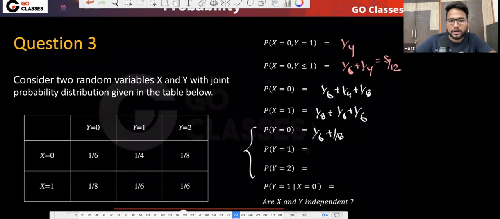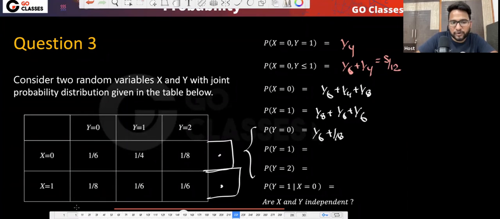So basically, what you did, you can find out this particular summation, and there will be some value here. You can find out this particular summation, there will be some value here. So what is happening currently? Given the joint probability distribution, you are finding the individual probabilities, right? So given the joint probability, you are finding the PMF.